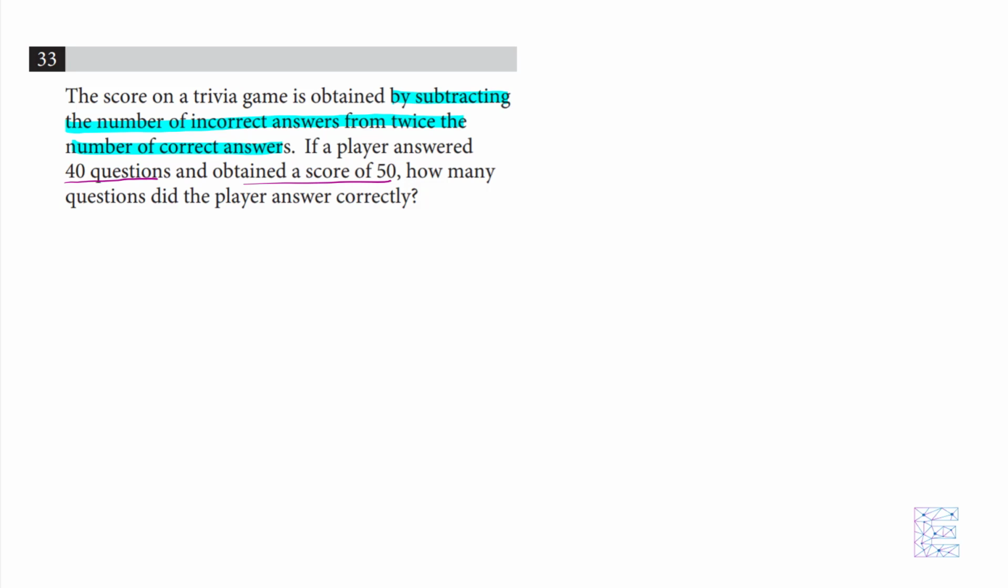So we have to write two equations and then solve. But first, we have to define some variables. So let's just say C is going to be the number of correct answers. And let's say I is going to be the number of incorrect answers.